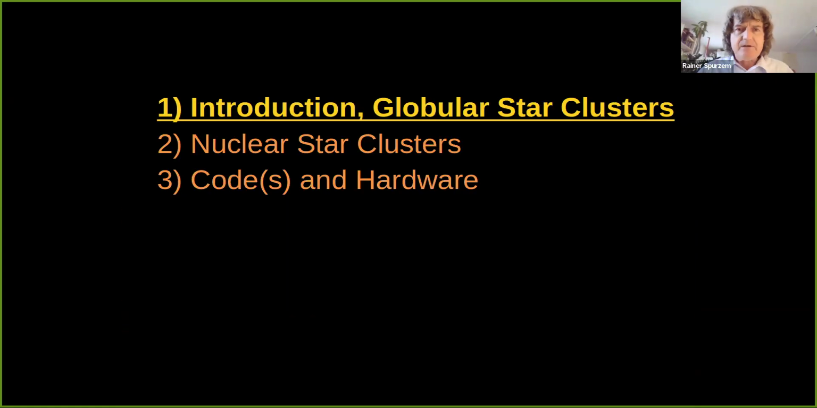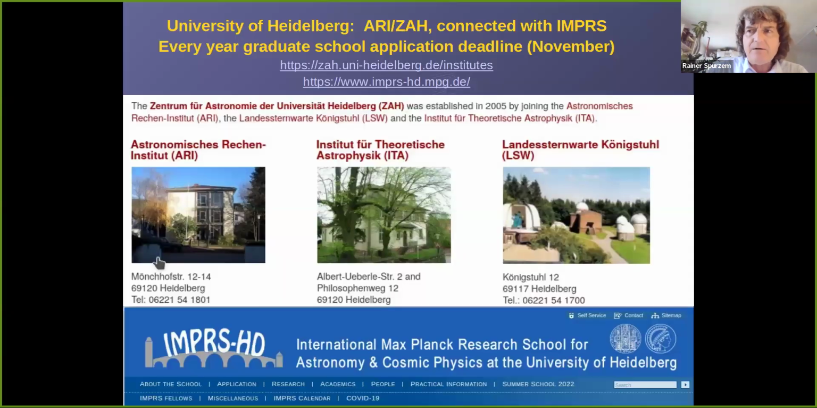Basically, we have 3 chapters: the little introduction and leading over to globular star clusters, then nuclear star clusters, which is a little bit different topic and will be less detailed maybe, but with some potentially very interesting perspectives with regard to relativistic dynamics. Then codes and hardware, and then the final summary. Codes and hardware is important, it's our tool, our instrument, but I understand it's not the main topic here, so I will just try to keep it short or jump over, depending on where we are in time.